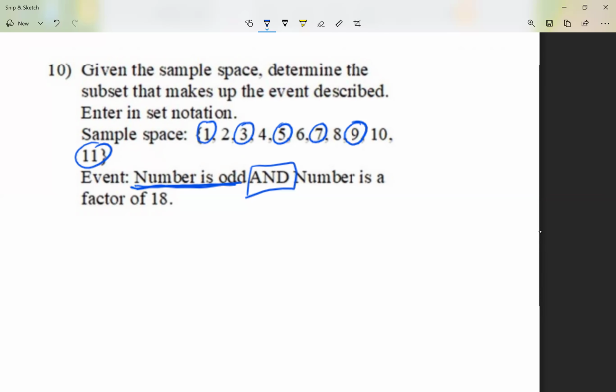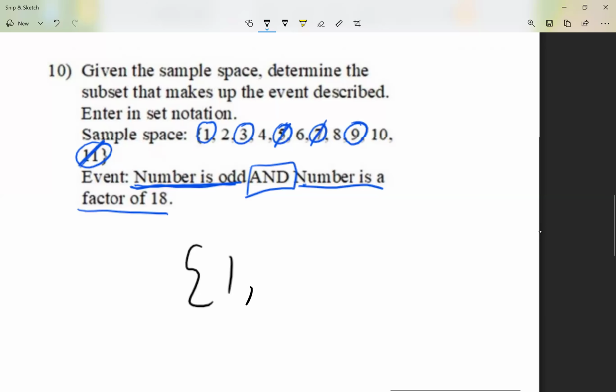Now, from those that I chose, those that are circled, look at my second choice: number is a factor of 18. Factor means I can divide 18 by it. Can I go 18 divided by 1? Yeah, that works. 18 divided by 3? Yeah, that gives me a whole number. 18 divided by 5? Nope, that gives me a decimal. 18 divided by 7? Nope, that doesn't work. 18 divided by 9? Yep, that gives me a whole number. 18 divided by 11 gives me a decimal, so it doesn't work. So my only choices are 1, 3, and 9.